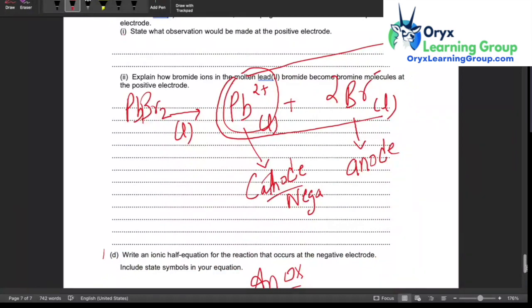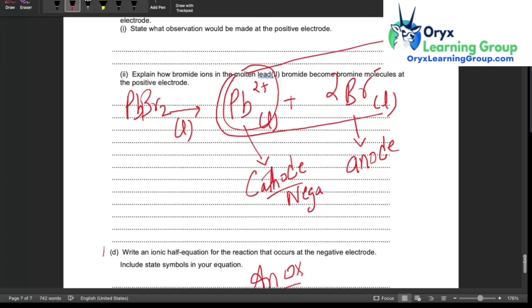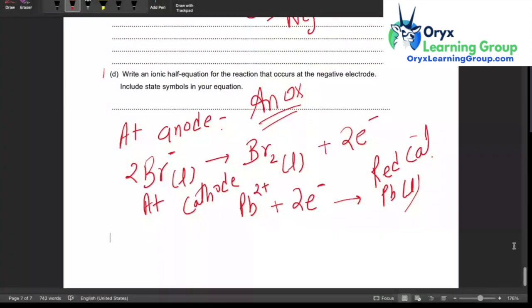The next one, explain how bromide ions in the molten lead bromide become bromine molecules at the positive electrode. So you can write that they undergo oxidation. So you can write this reaction. So two bromine ions, they undergo oxidation and they form bromine molecules. And you can write this reaction. That will be the answer for this question. Clear with this? Are you clear or no?